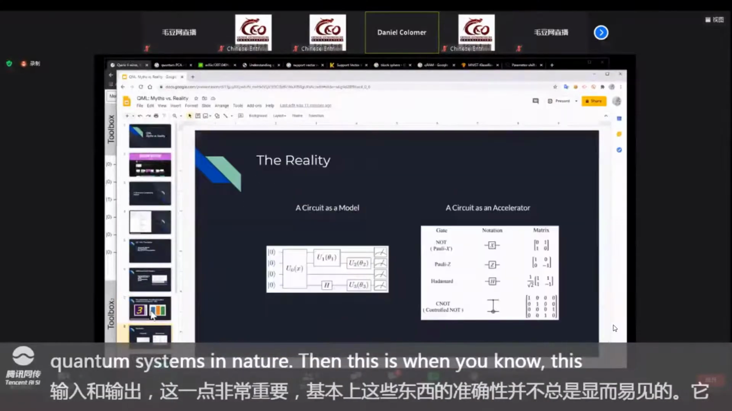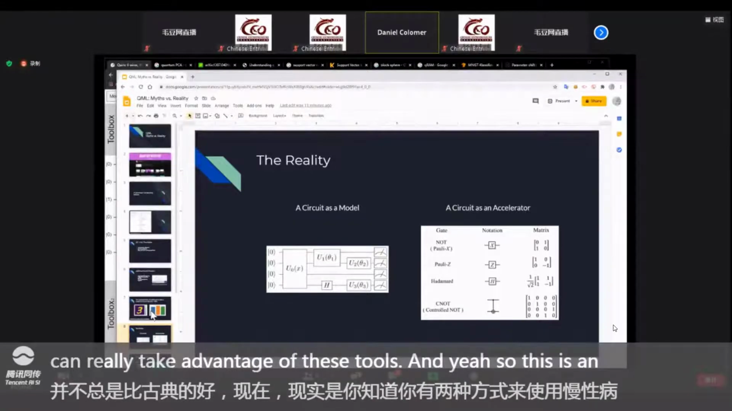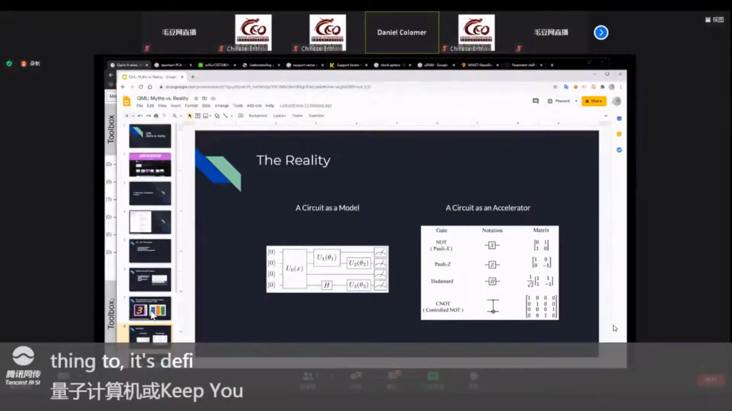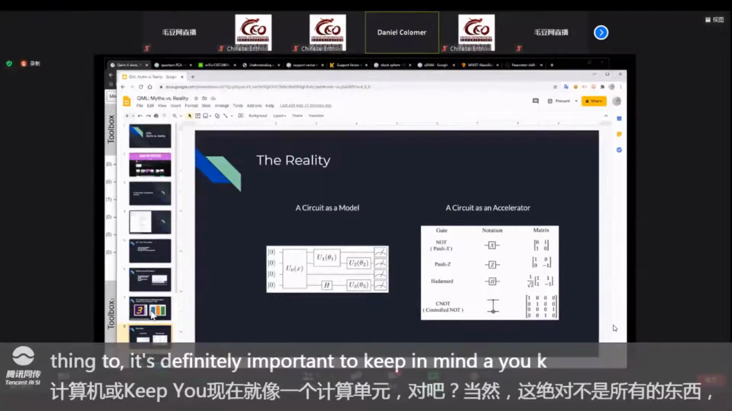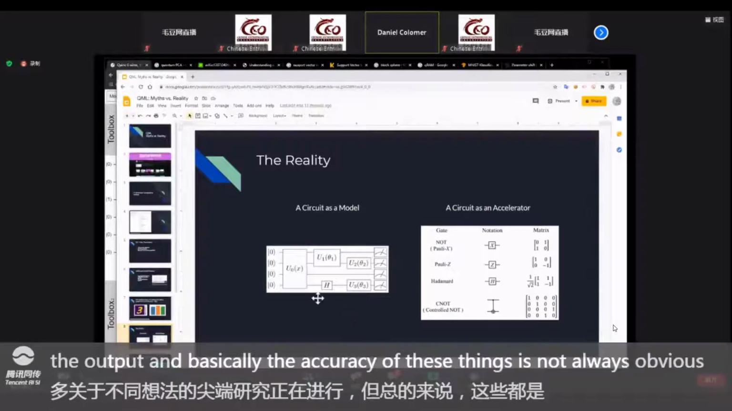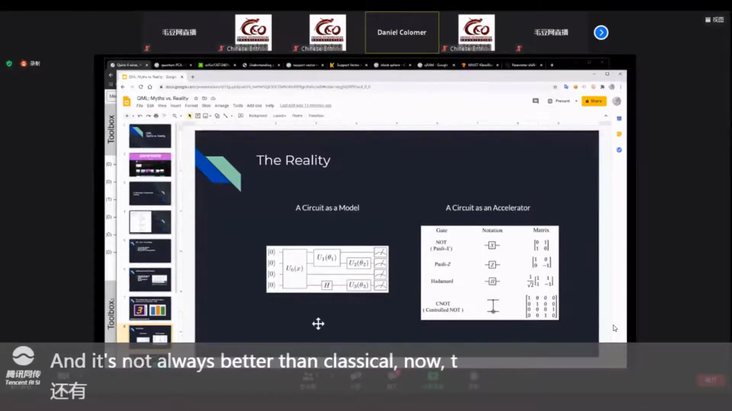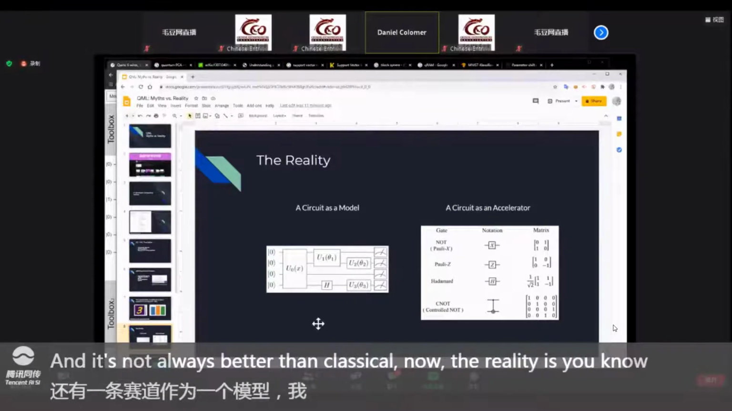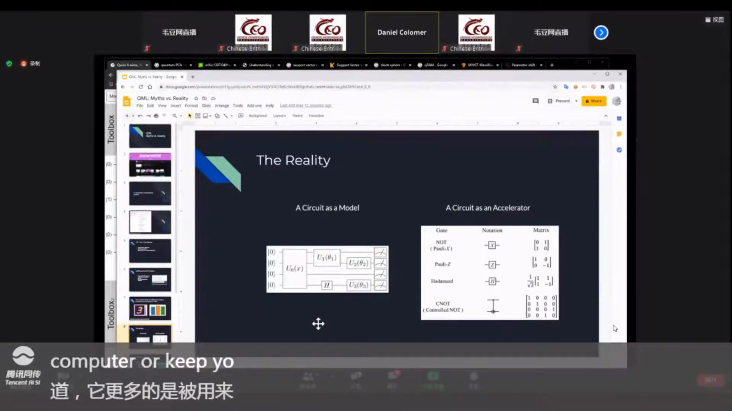Now, the reality is that you have two ways to use a quantum computer or a QPU, a quantum computing unit, nowadays, right? And of course, this is definitely not everything. There's a lot of cutting edge research being done on different ideas. But in general, these are the two concepts that are the most well established right now. On one end, a circuit as a model, with the caveat that this is more thought to be used for quantum data and quantum problems, right?